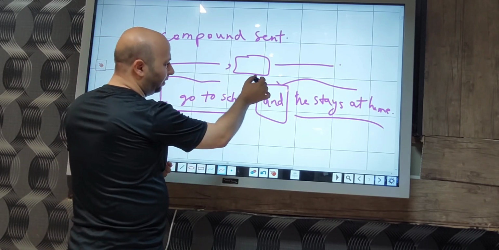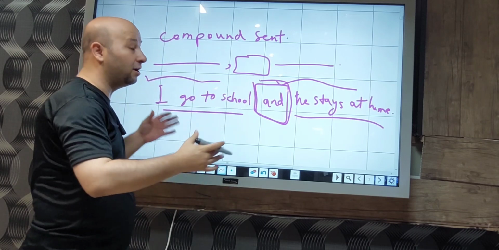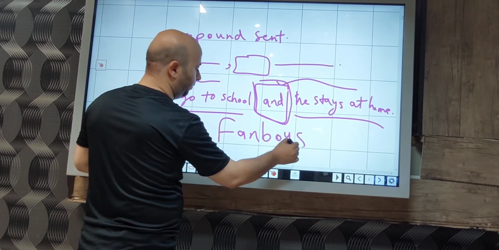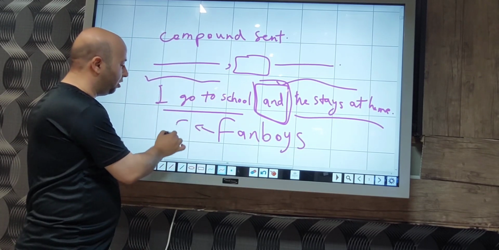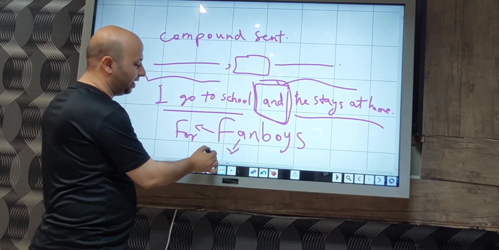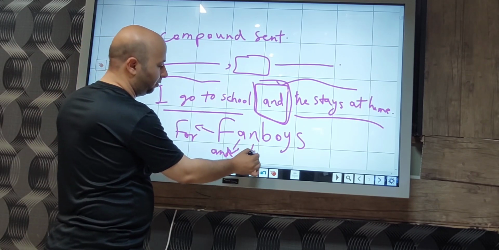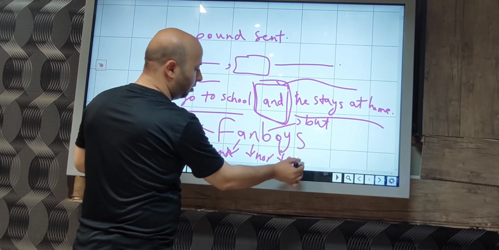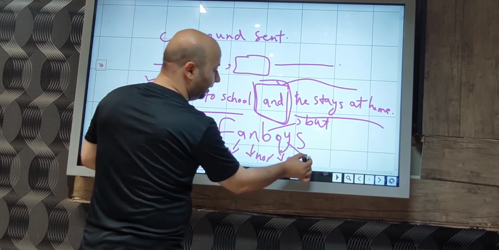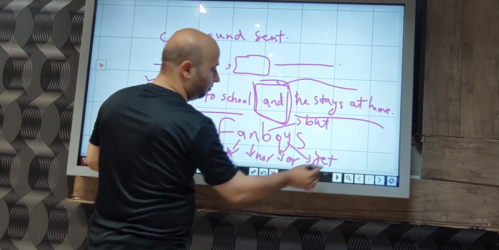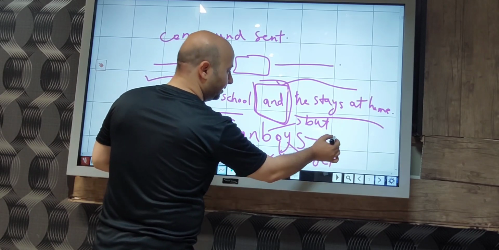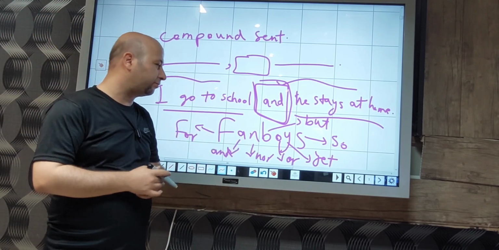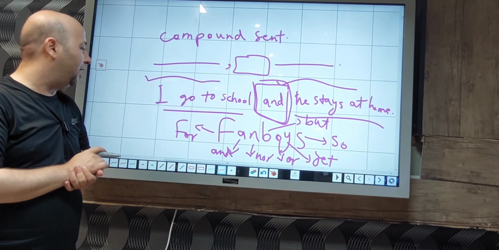So the words that help us make compound sentences, we call them FANBOYS. Okay, FANBOYS. F stands for for, A stands for and, N for nor, B for but, O for or, Y stands for yet, and S stands for so. So these are FANBOYS. This is an easy way to memorize these words.